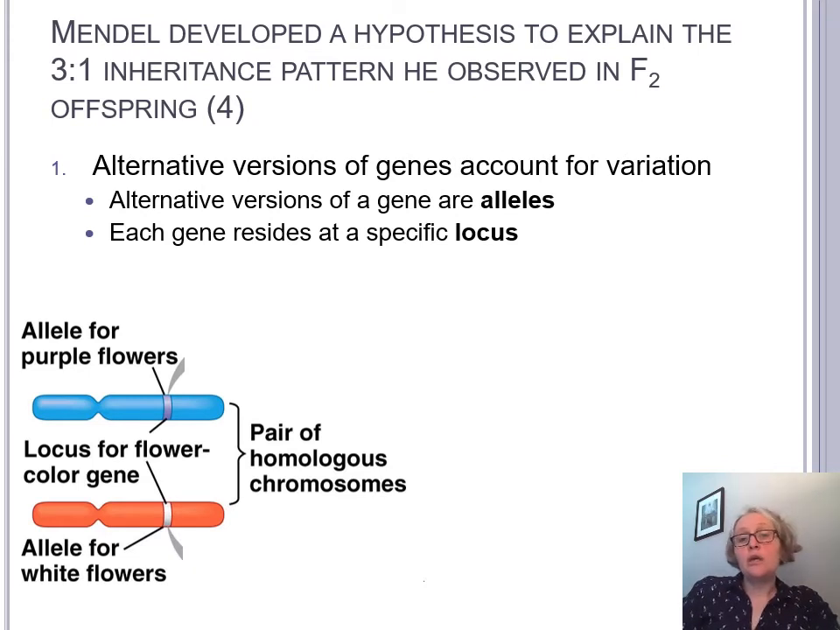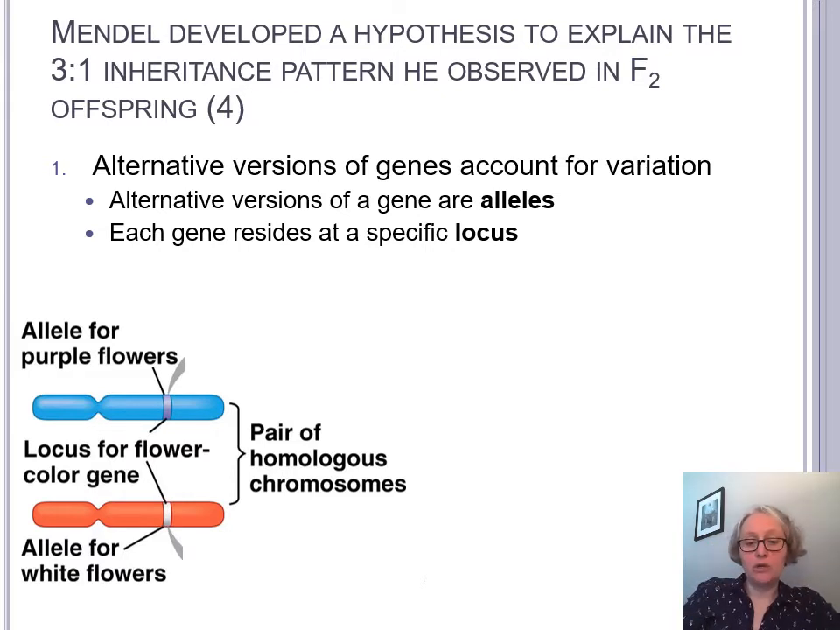So he has some hypotheses that help explain what we are observing there in the F2 generation. Alternative versions of genes account for variations. So as a reminder, genes are generic categories. So flower color, that's a gene. There are alternative versions of genes called alleles. You've got the purple allele or the white allele. Each gene is going to reside at a very specific locus.